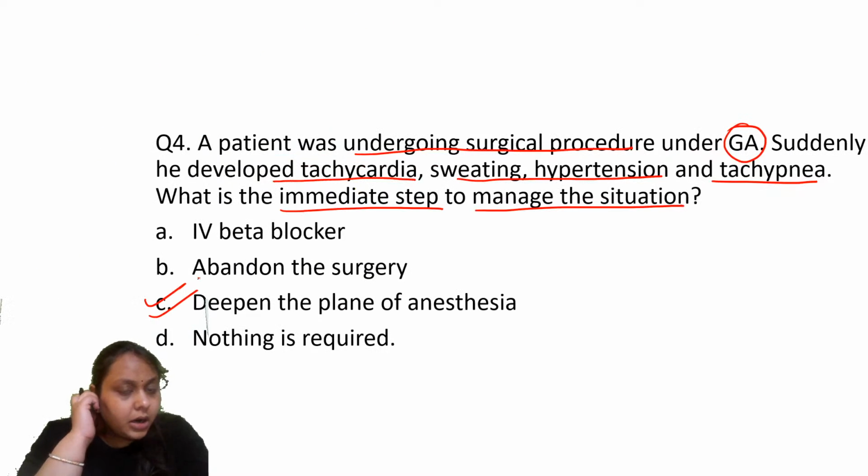Okay. Question number 4. As I was telling, a patient was undergoing surgical procedure under GA. Suddenly, he developed tachycardia, sweating, hypertension, and tachypnea. What is the immediate step to manage the situation? So these features are suggestive of the patient being in the light plane of anesthesia, and we should deepen the plane of anesthesia.